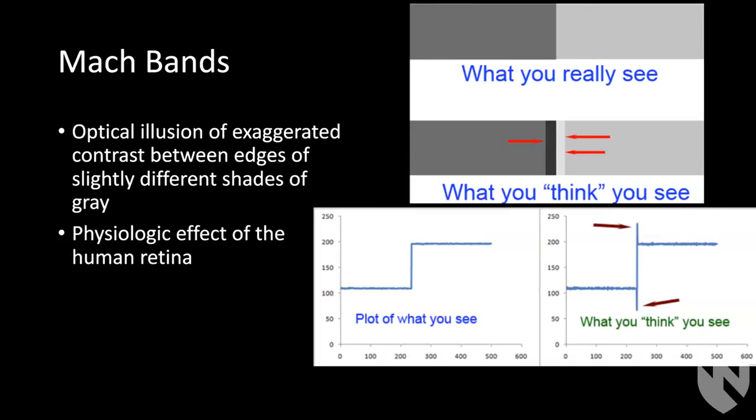It's an optical illusion of exaggerated contrast that you see between the edges of slightly different shades of gray. And basically it's a physiologic effect of the way your brain and your retina process images. So if you have something white here and black here, and then there's a sudden transition from white to black, the amount of light reaching your eye should follow this shape, for example. However, what happens is your eye overcorrects, and so it looks dark, and then it looks even more dark before it looks more bright, and then goes to regular bright. And so you see this accentuated band at a tissue interface.